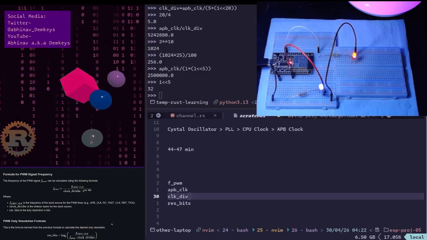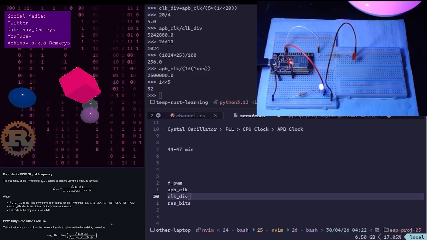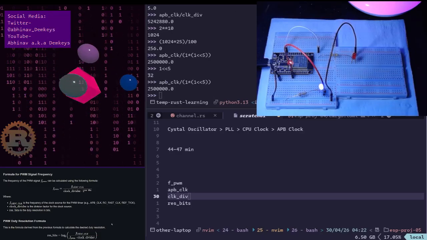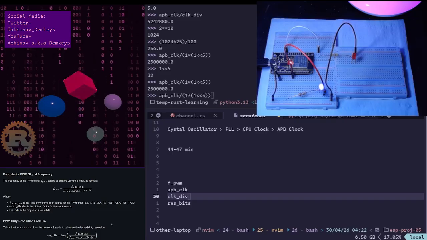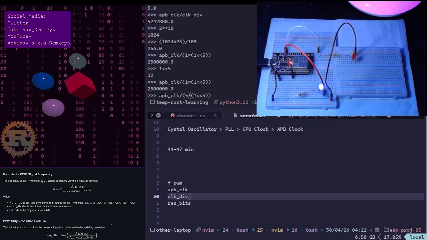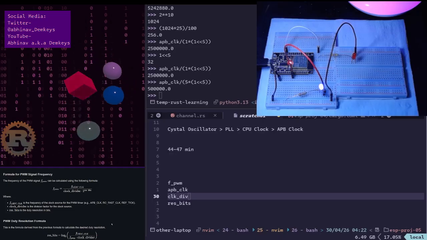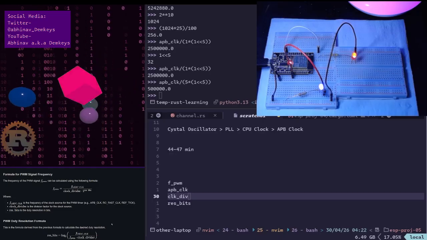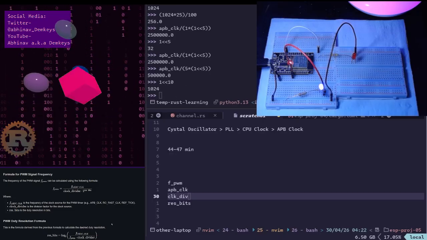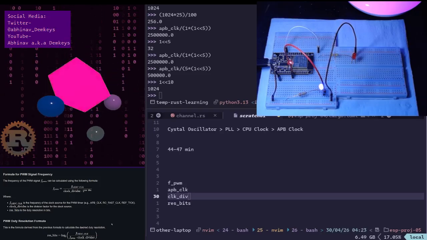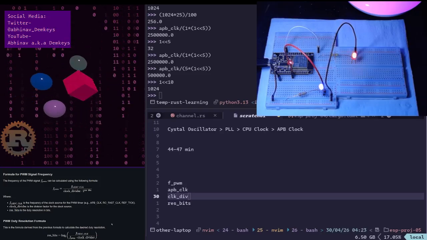Given this formula, if we try to calculate the clock divider for, let's say, 5 hertz, our clock divider comes up to 500,000, and we only get 10 bits, which is 1024, for the fractional divider. So this is why we were getting an error.